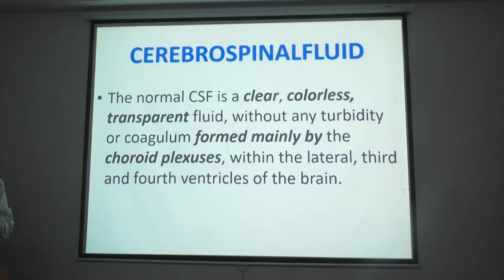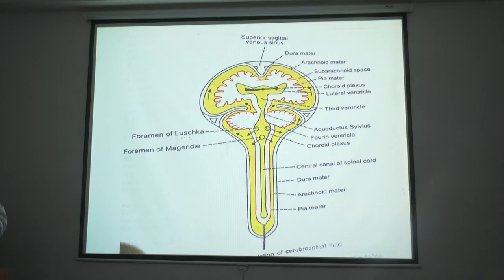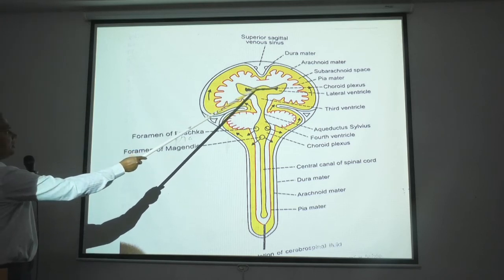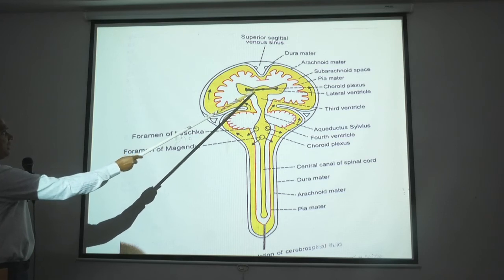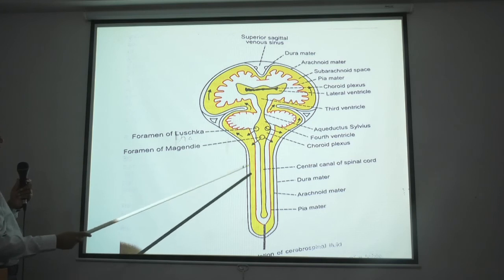Where is it synthesized? We have already discussed this in physiology. It is synthesized in the choroid plexus. See carefully here. The choroid plexus in the lateral ventricle and also in the fourth ventricle.